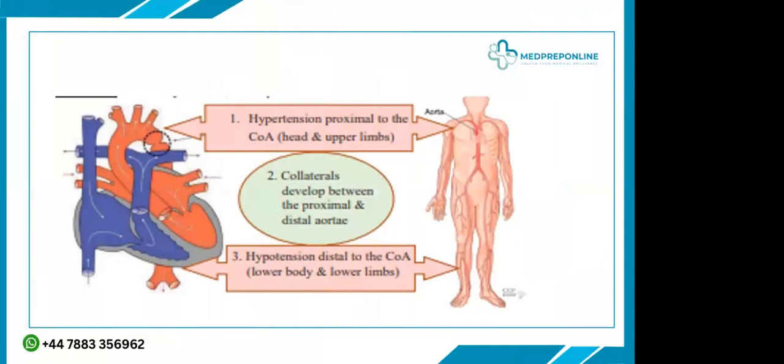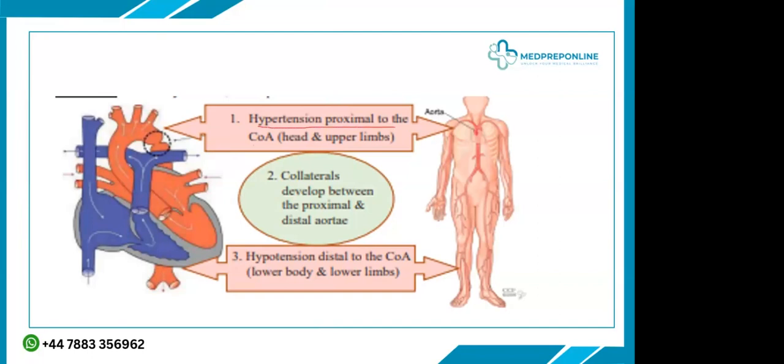Okay, so there is going to be a difference in the blood pressure of the upper and the lower limbs along with the pulses, and differential cyanosis will only be in the preductal phase with the PDA open. After the PDA closes, there will be no differential cyanosis. Okay, just remember that. So what is going to happen?